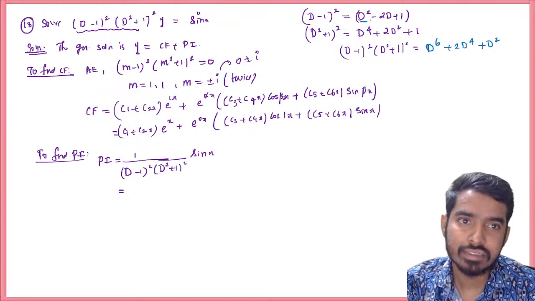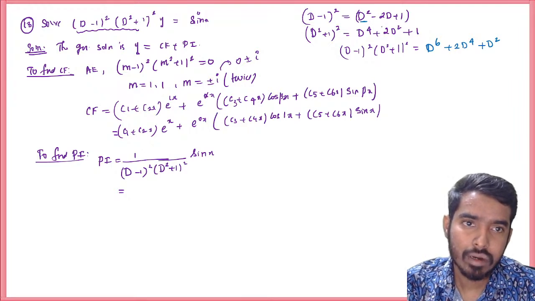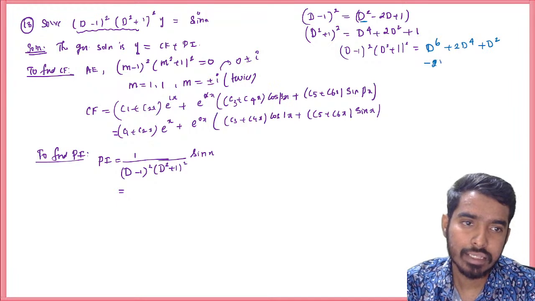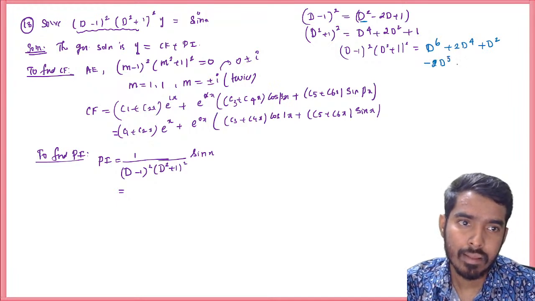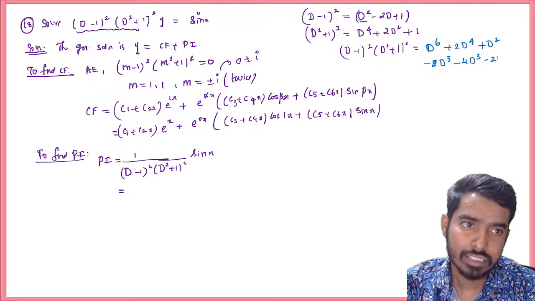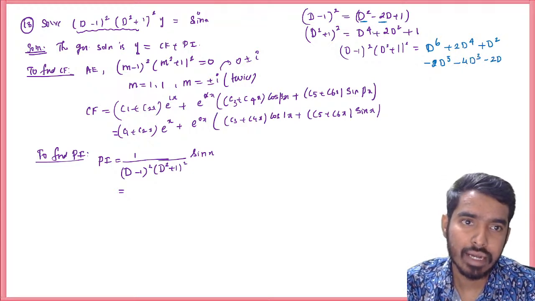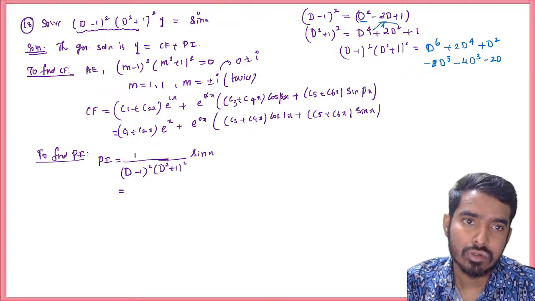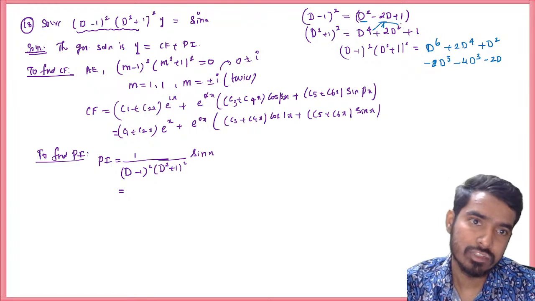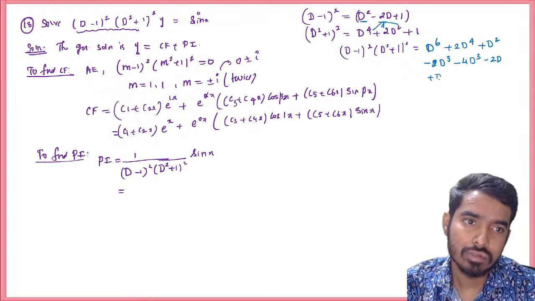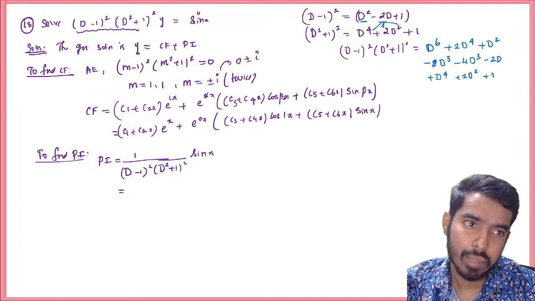So d power 6, 2d power 4, d square. Now multiply 2d with this term. So you will have minus 2d power 5 minus 4d cube minus 2d, right? I'm multiplying 2d with all these terms. Then multiply 1 with this term. So we will have d power 4 plus 2d square plus 1, right?